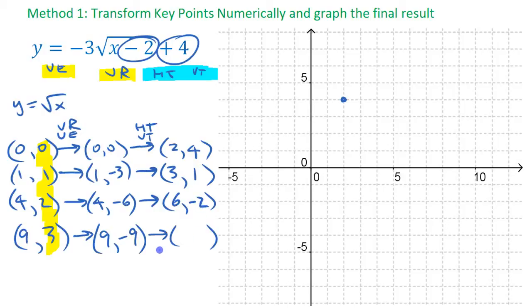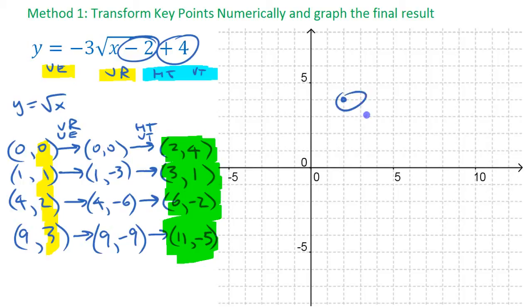If we go to this last one here, if we go 2 to the right, we're going to be at 11. And if we go 4 up, we're going to be at negative 5. So then all we need to do is graph these points, and then we'll have our transformed function.